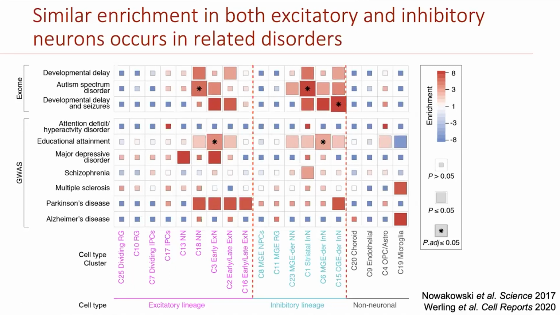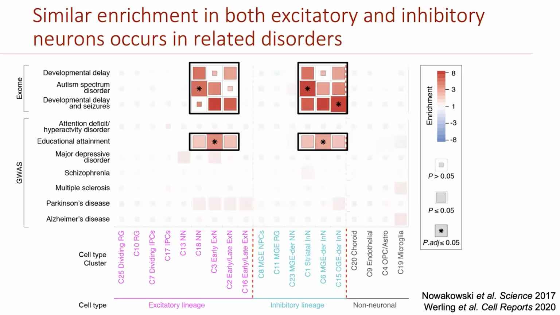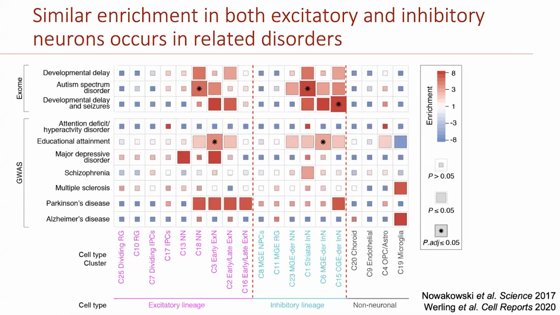I'm going to remove or simplify this to try and bring out the significant and substantial findings. What we see here is if we look in developmental delay and autism spectrum disorder and epileptic encephalopathies, along with educational attainment, we generally see the same pattern across all of them. That is distinct from the patterns which we see in the neurodegenerative disorders, which tend to have more of a glial focus.